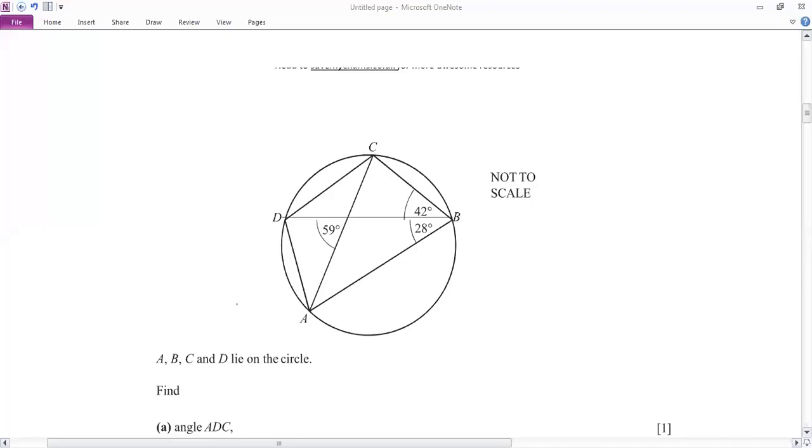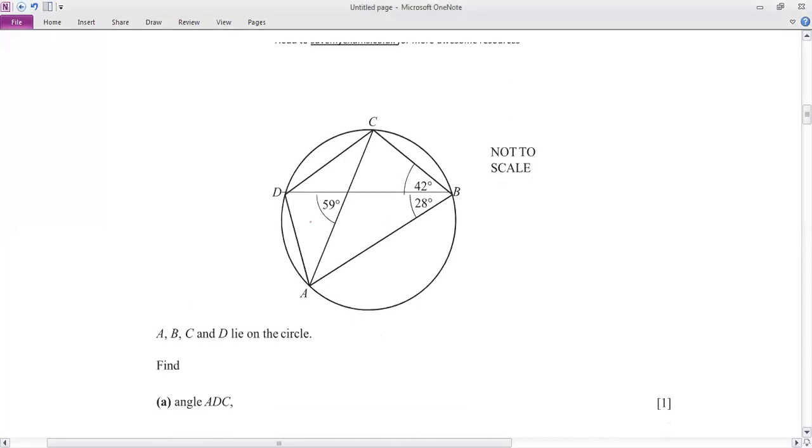Remember all the 7 rules that we took for the circle theorem, and look at this diagram. A, B, C, and D lie on the circle. This is a circle. Now, if A, B, C, D are on the circle, it means ABCD is a cyclic quadrilateral. If it is a cyclic quadrilateral, then what is the property of the cyclic quadrilateral? Now, the sum of opposite angles in a cyclic quadrilateral is 180.